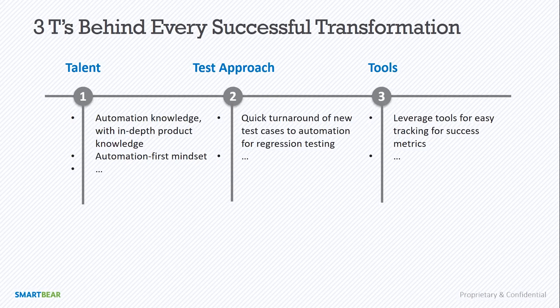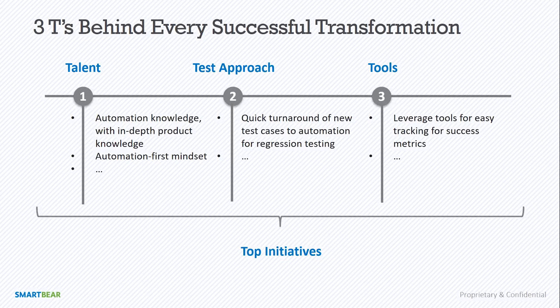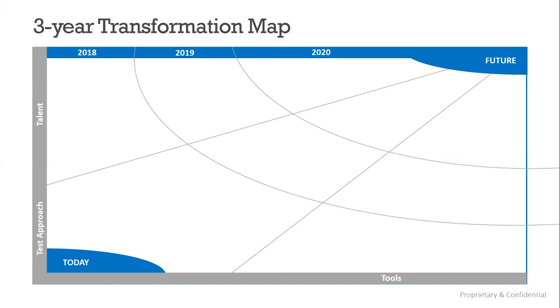And then the tools. Looking at what are the tools that are easy to track your success metrics, whether that be test coverage, looking at the test case results and analyzing those. All of those will lead to top initiatives that you want to focus on for your transformation. And then you take those top initiatives and you want to use that to map it across a roadmap. And here is a sample roadmap that you can leverage.